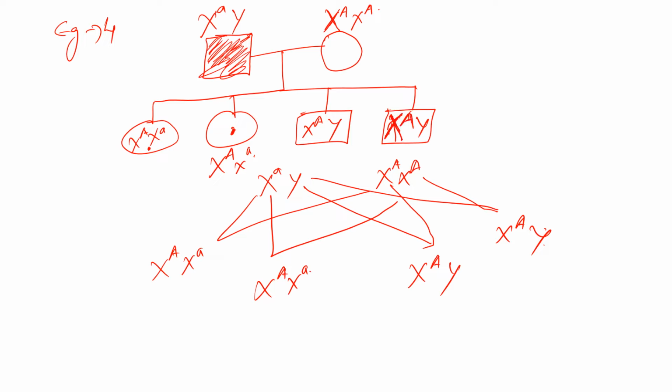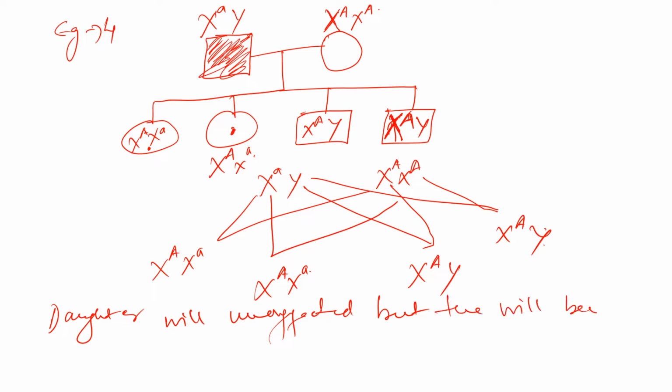So in this example number 4, we see that if the father is affected, both his daughters will become carriers. Daughters will be unaffected, but they will become carriers, and his sons will be unaffected. All the sons will become unaffected, all the daughters will become unaffected, but the daughters will become carriers in this scenario, or in this case, example number 4.